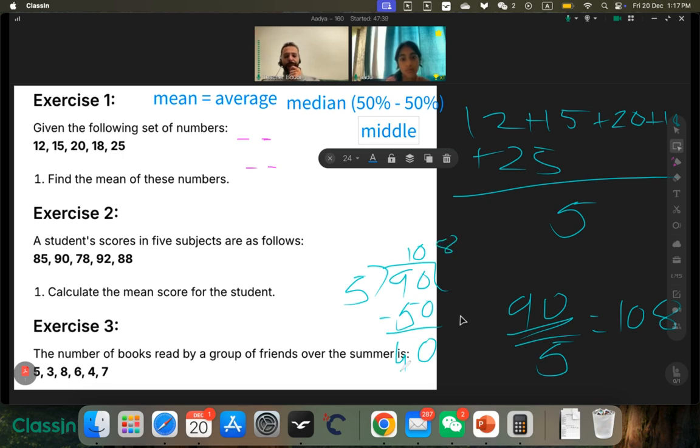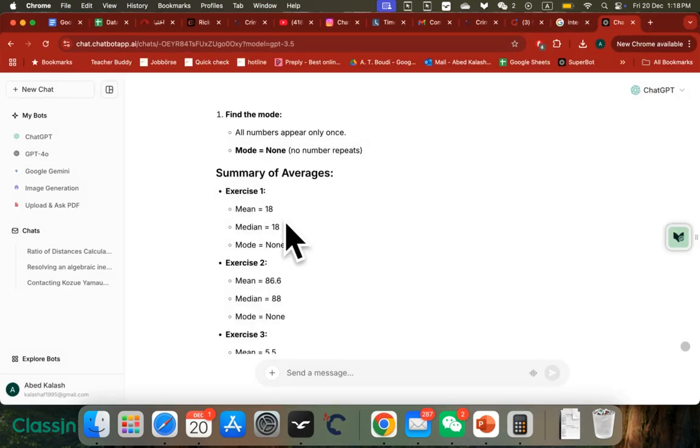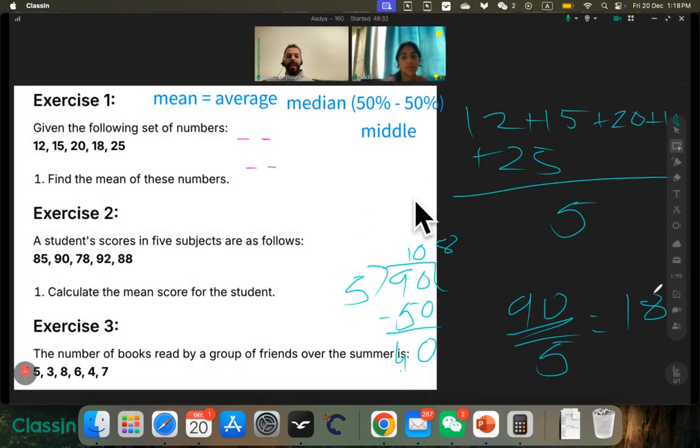But you don't have to do that. It's in the multiplication table. 5 times 10 is 50. 5 times 20 is 100. 5 times 19 is 95. 5 times 18 is 90. So the answer is 18. So the mean is 18.